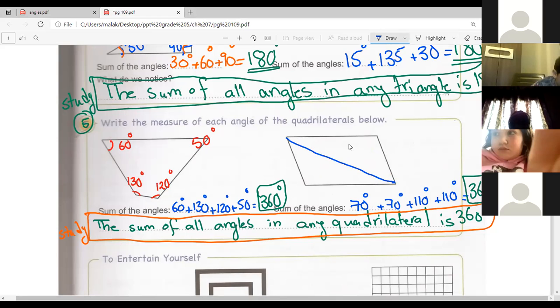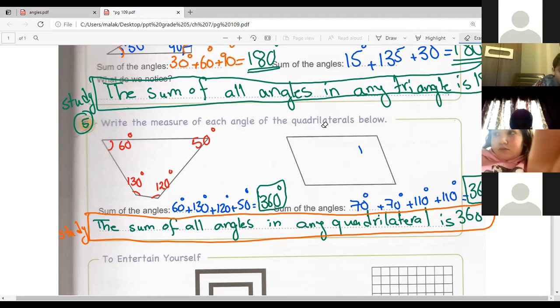Teacher, I divided it now. 180 with 180. Bravo, Mustafa. Proud of you. Excellent. So I divide the quadrilateral into 2 triangles. From the previous question the sum of all angles is 180. So here 180 and here 180. 180 and 180 equals 360. Okay? That's it.